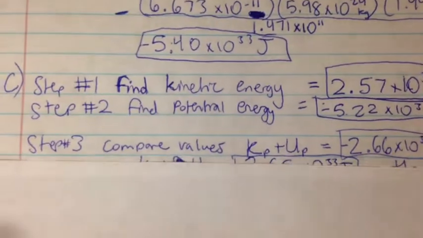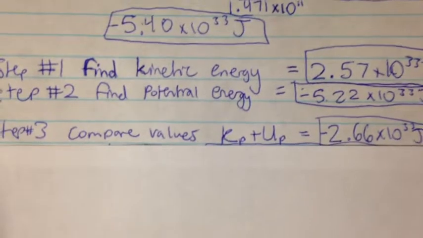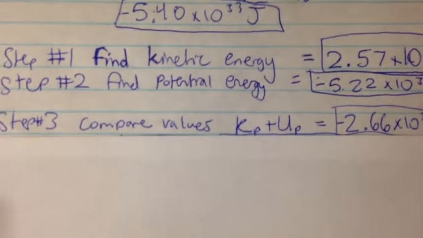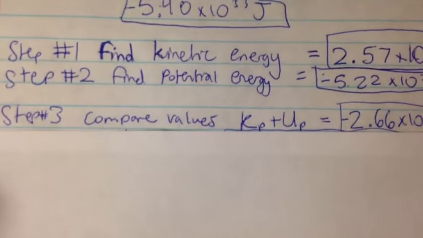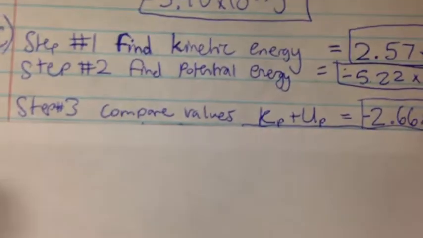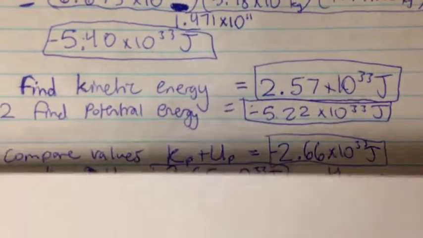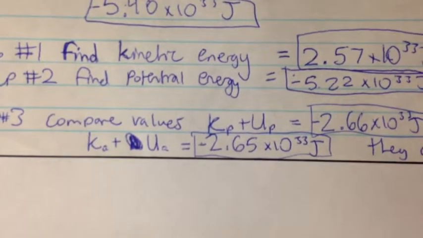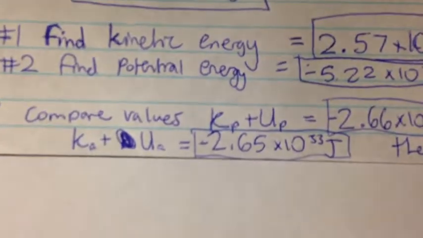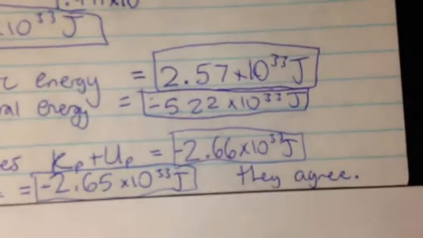Step 3, we need to compare the values as it asked at the end of the question. Is total energy conserved? So K perihelion plus U perihelion, the kinetic energy plus the potential energy, give us negative 2.66 times 10 to the 33rd joules, and K aphelion plus U aphelion gives us negative 2.65 times 10 to the 33rd joules. Therefore, they agree because the values are the same.